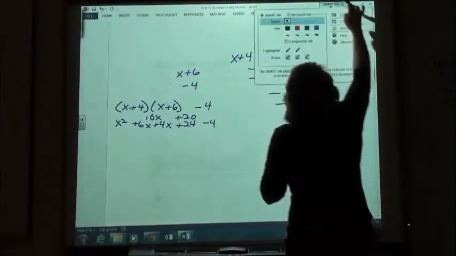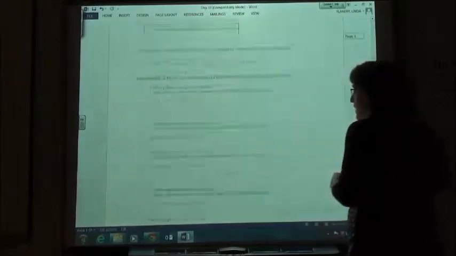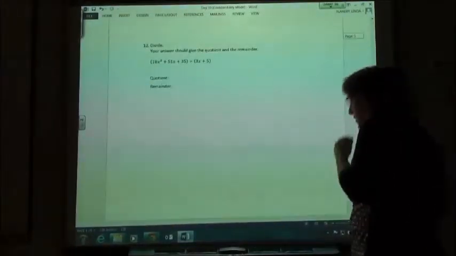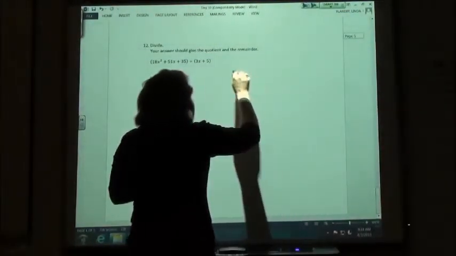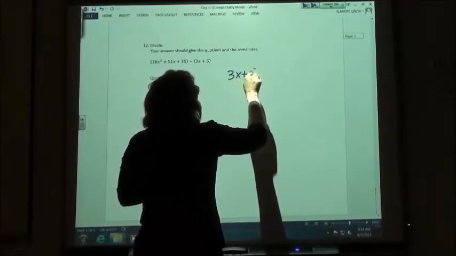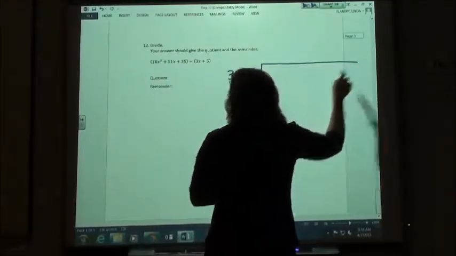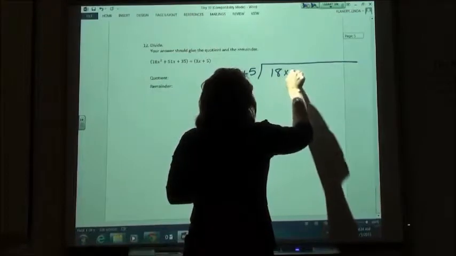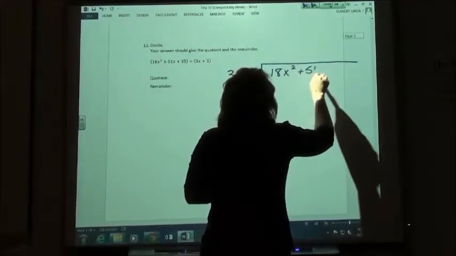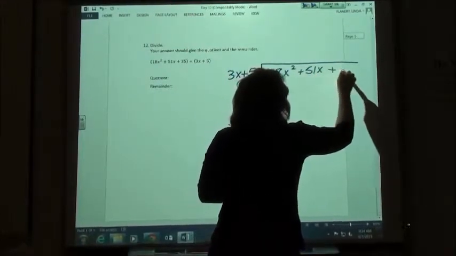Number 12. Last one on this page. So we are going to do 3x plus 5, and we're going to divide it into 18x squared plus 51x plus 35.